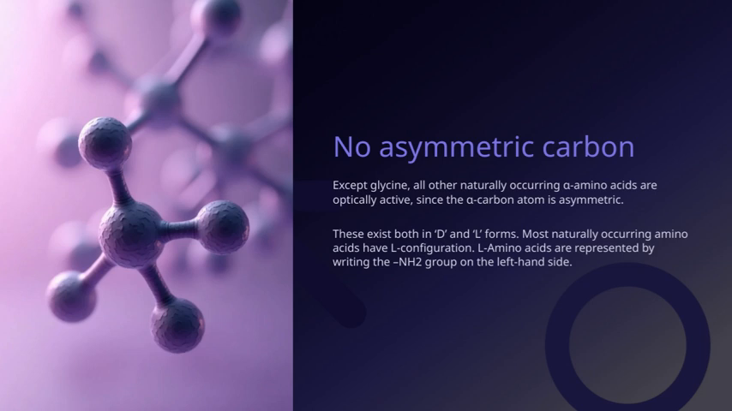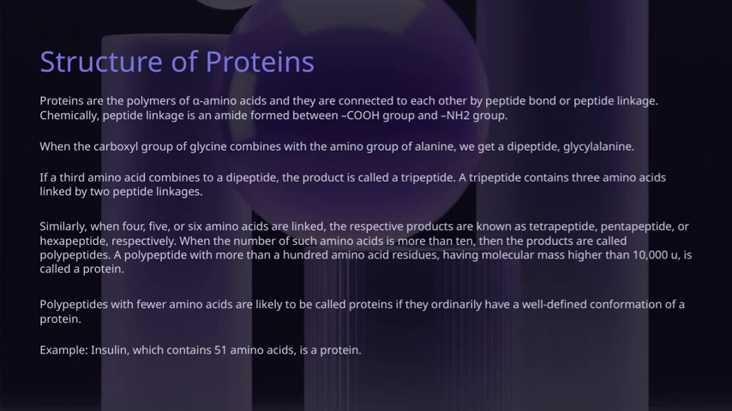Glycine stands out because it has a hydrogen as its side chain, which makes its alpha carbon symmetric, so it's not optically active. This asymmetry is a key feature because it influences how amino acids behave in biological systems and how they interact with light, which is fundamental to understanding their roles in proteins. Let's look at some examples to clarify these concepts.